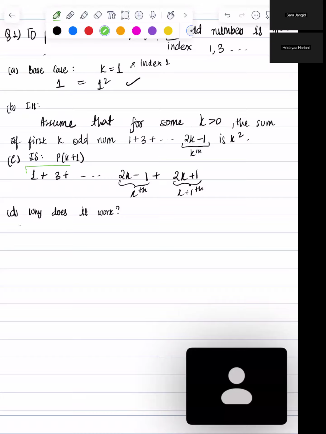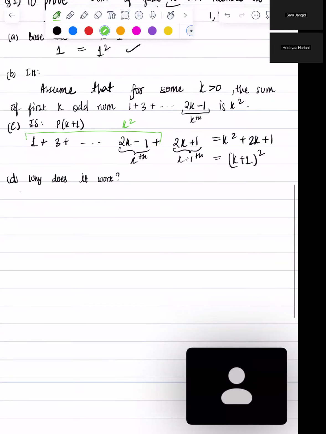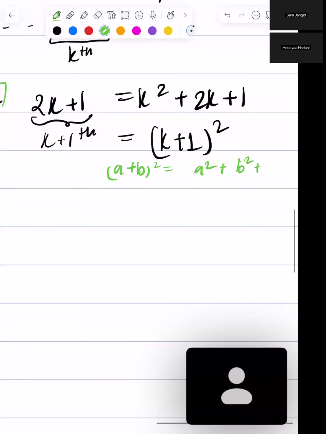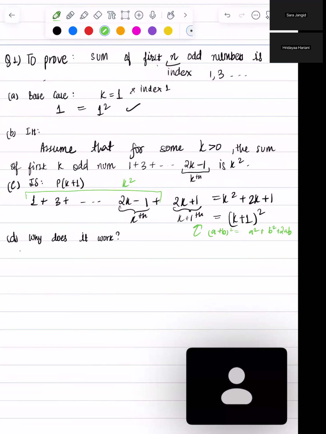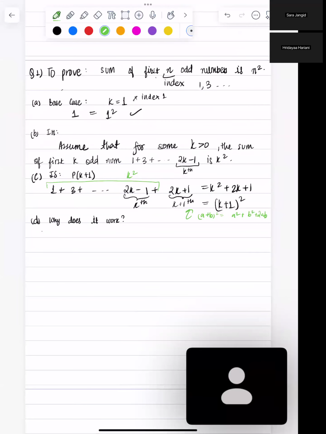Taking a look at the hypothesis, we know that this value is k squared. So this basically becomes k squared plus 2k plus 1. We know that this value is (k plus 1) whole squared. How do we know this? We have a formula in math: (a plus b) whole squared is equal to a squared plus b squared plus 2ab. We just put that in. So we proved this for k plus 1, and that is where the inductive step is over.